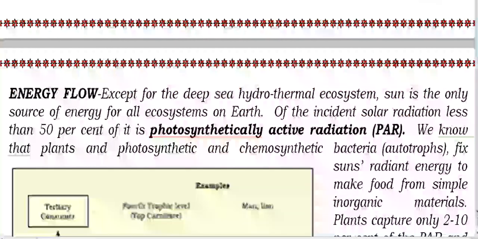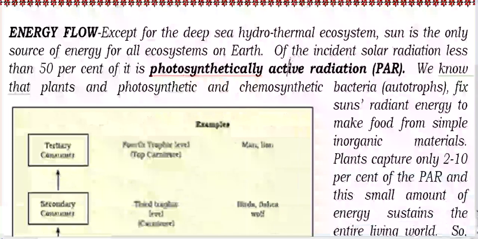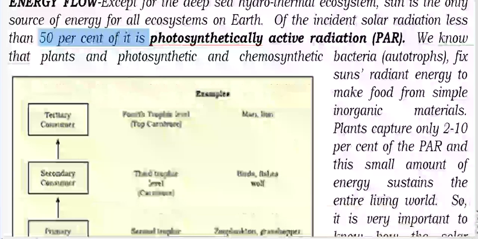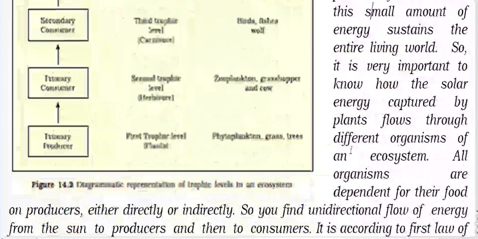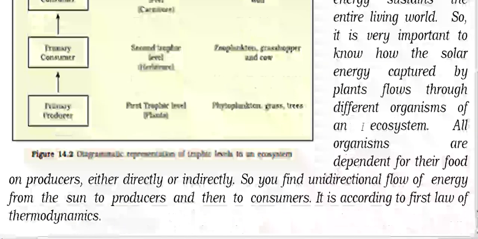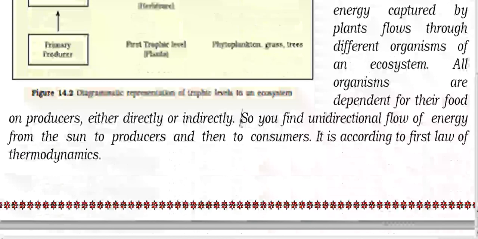We know that the sun is the biggest source of energy, but in nature, except for deep hydrothermal ecosystems, every place depends upon the sun for energy. The sun gives energy in the form of PAR, photosynthetically active radiation, because plants need energy for photosynthesis. They make their food with the help of light, but plants capture only 2 to 10% of the PAR, and PAR forms approximately 50% of the total solar energy. So only 50% of the sun's energy is useful for plants, and out of that only 2 to 10% is consumed by the plant. So generally it comes to only 1 to 4%, which is very small, but we can consider only 1 to 2% in the different organisms.